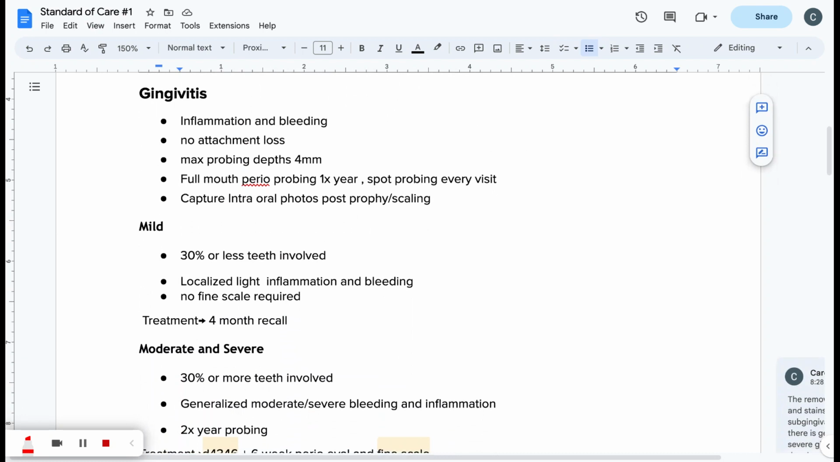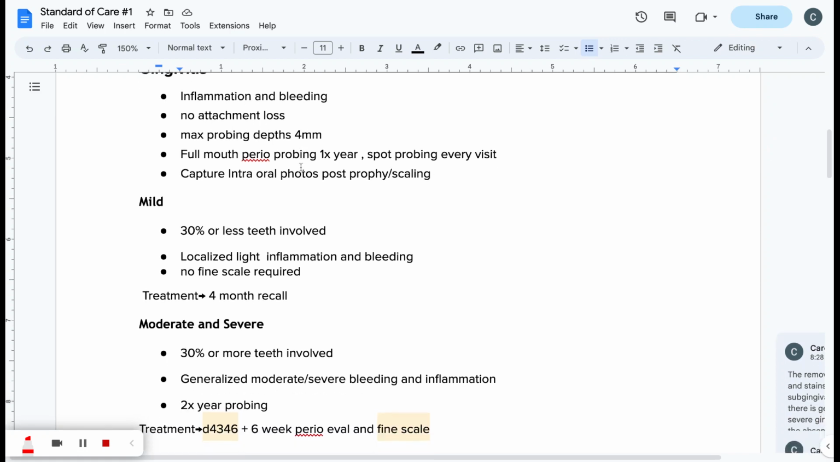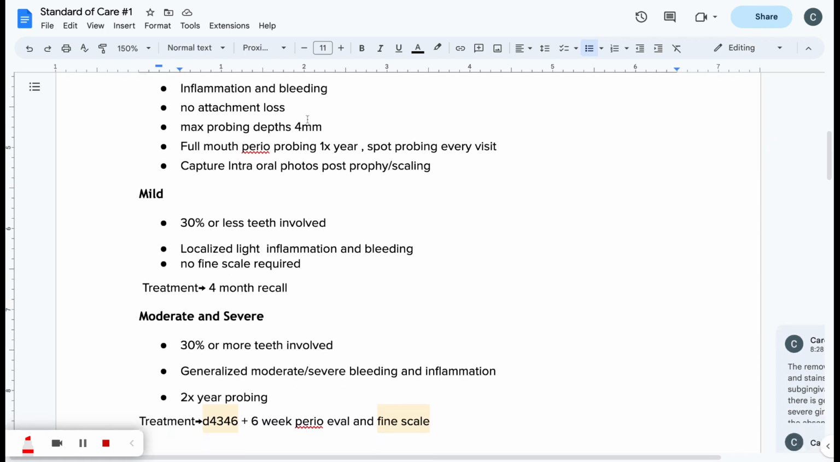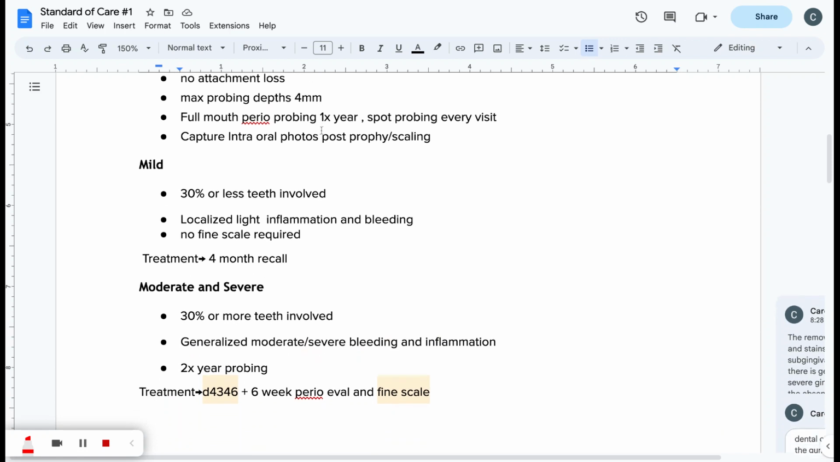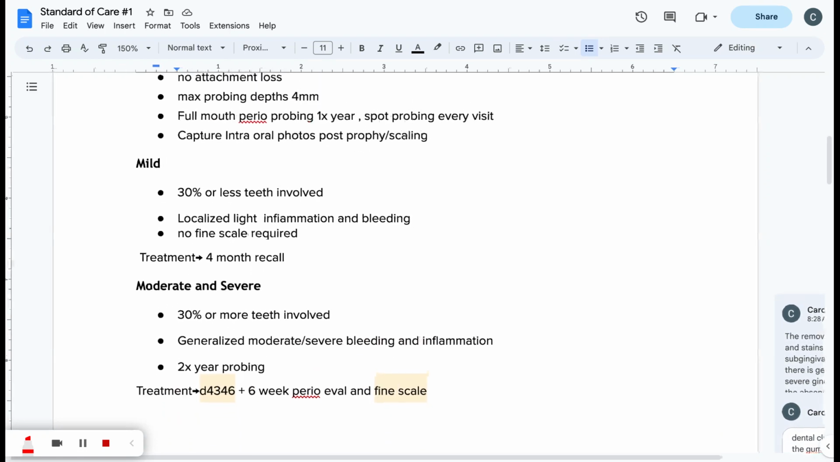Moving on to the gingivitis patient. Aside from bleeding and inflammation, this patient will have maximum probe depths of 4 millimeters. There won't be any bone loss noted on this patient, and we're going to probe once a year.